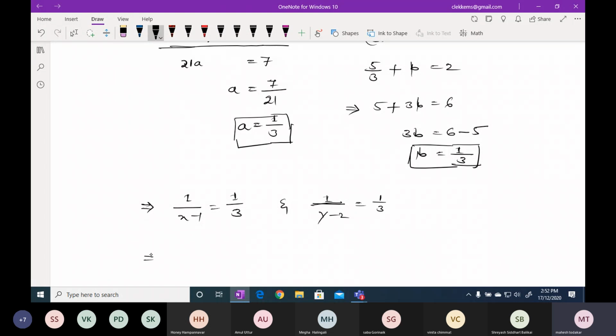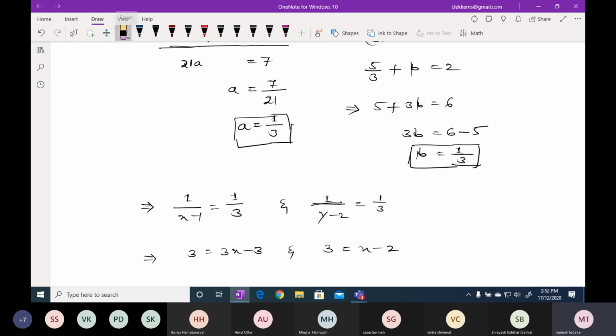Now similarly, these two you can cross multiply. So 3 is equal to 3x minus 3, and for this equation, 3 is equal to, again, y minus 2 itself. Okay, is it right? 3x minus 3, I have written here. Is it right?